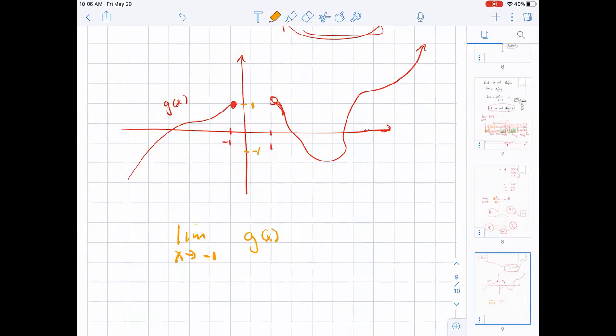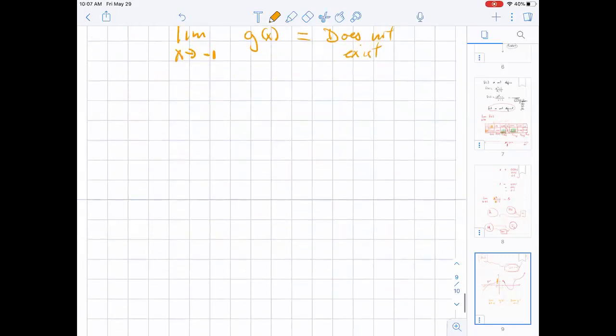Because here, this is Mark, this is Jaden. Do we meet up? No. At -1, which is here, do we both meet up? No, we don't. So the limit does not exist. Look at this picture now.